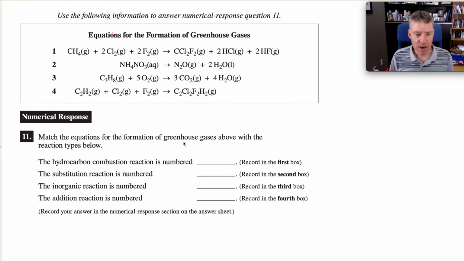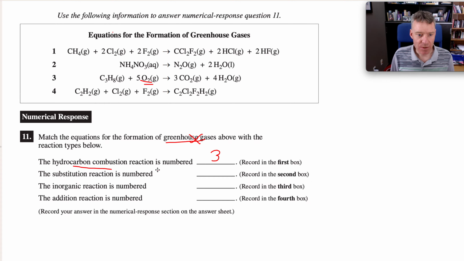So match the equations for the formation of greenhouse gases with the reaction types. We don't really care about the greenhouse gas piece. We just need to match what are these. So we have hydrocarbon combustion. So we're looking for oxygen as a reactant. That only shows up once.